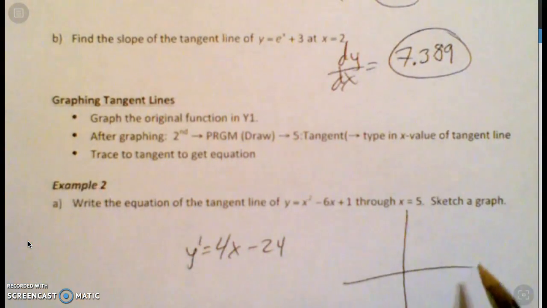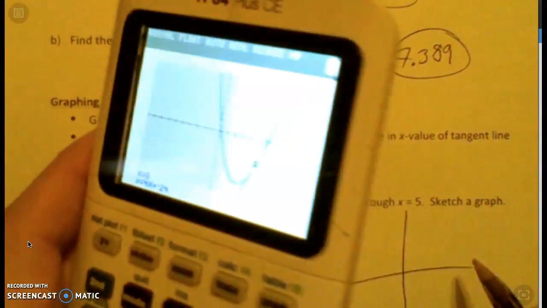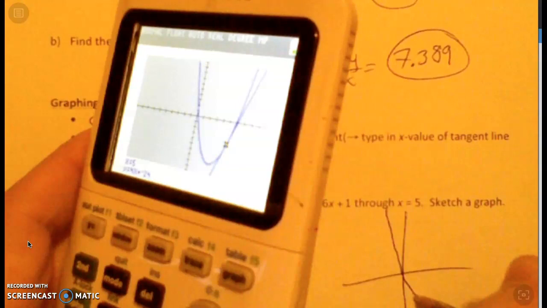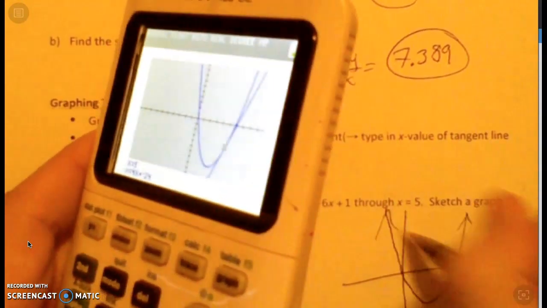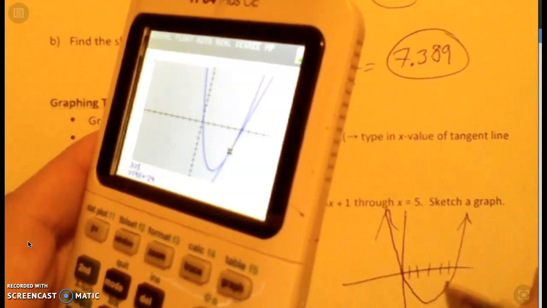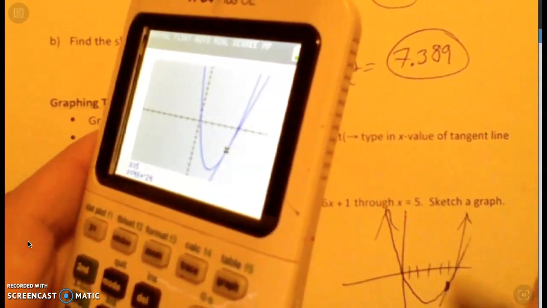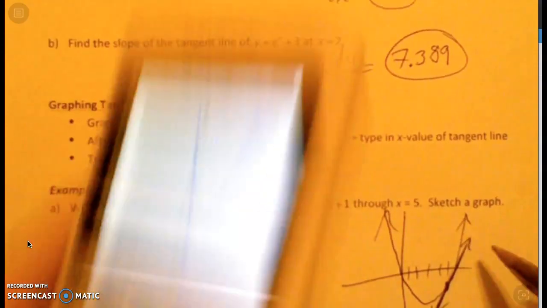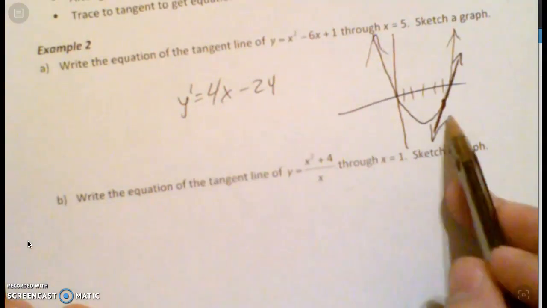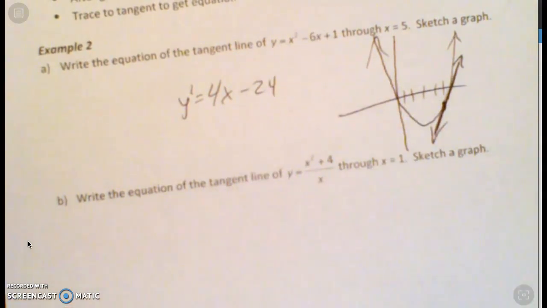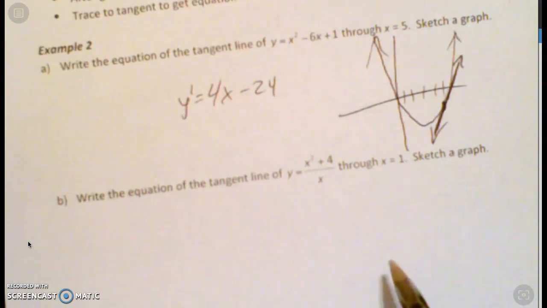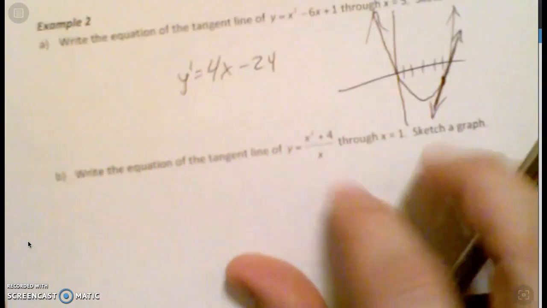And it said draw a sketch. So, a quick sketch of what that looks like. We got a parabola, kind of goes down like this. And when x is 5, 1, 2, 3, 4, 5, we got this line here, that tangent line right there, which is y prime. If that one's y, this one's y prime, equals 4x minus 24. So that's pretty cool.